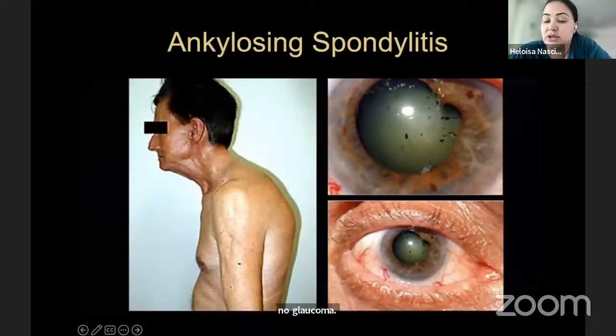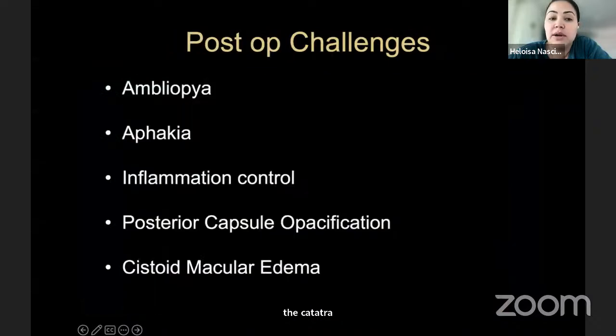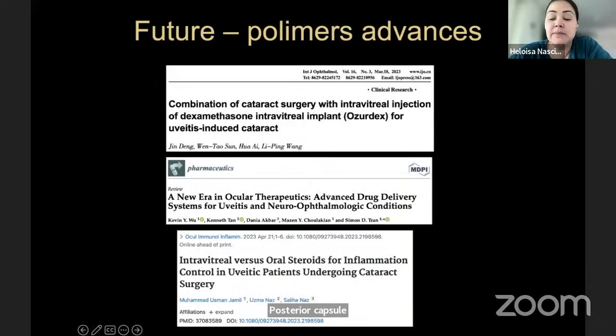Ankylosing spondylitis is another challenging disease because we need to remove the synechias before doing the cataract surgery, but usually it is a condition that goes well with intraocular implantation. So from all our challenges, we have many postoperative challenges that are amblyopia, aphakia, control of inflammation, posterior capsule opacification, and a chronic cystoid macular edema. There are many approaches for the postoperative period. Usually, as we did the preoperative protocol in a proper way, this patient is already controlled and needs to keep the preoperative medication so he can have a better outcome.